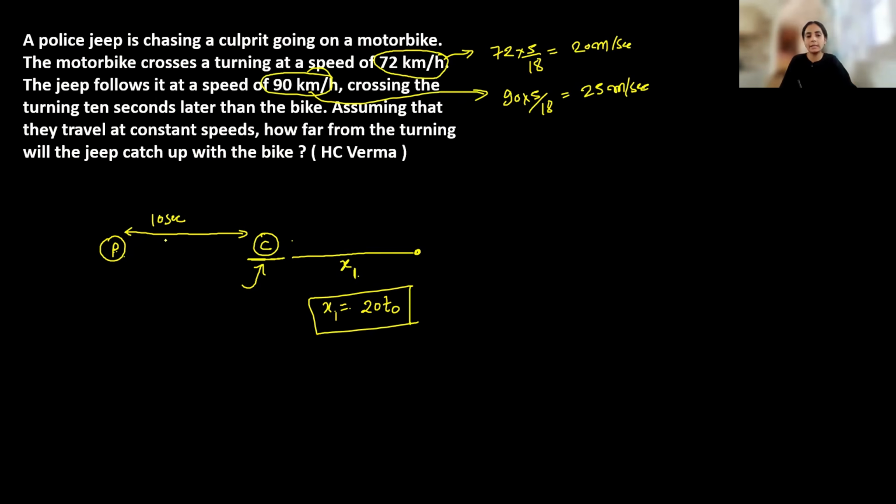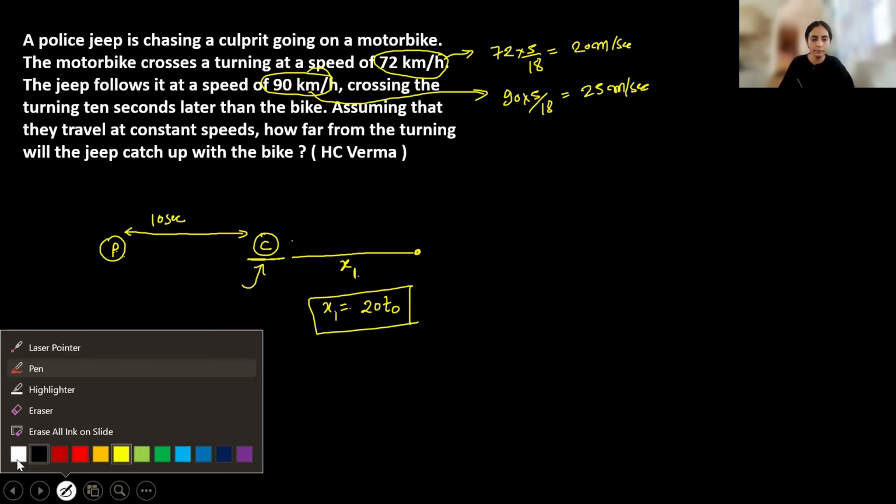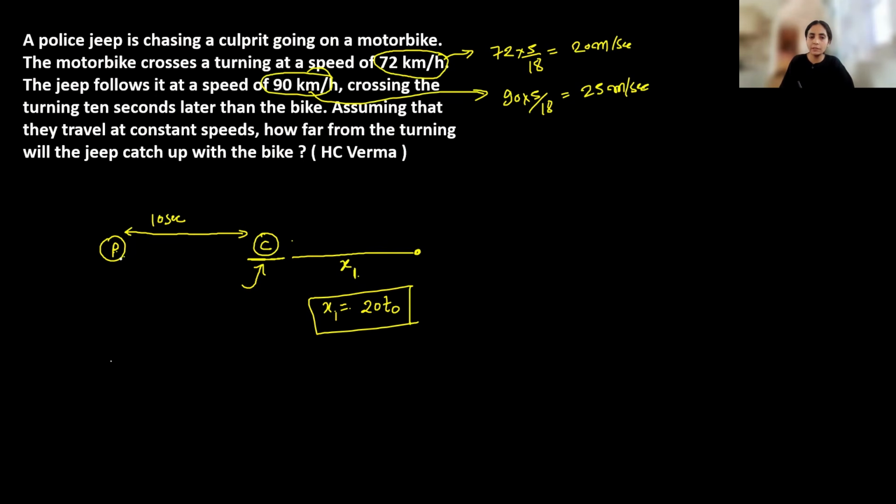And see, how can we find t naught? If we calculate everything for the police with respect to the culprit, that is, if we treat the culprit at rest here, then what will be the velocity of the police? That is Vpc, and that is equal to Vp minus Vc. So Vp minus Vc, what will that be? 5 meter per second. So if you treat the culprit at rest, then you will say that the police is chasing the culprit with a speed of 5 meter per second.